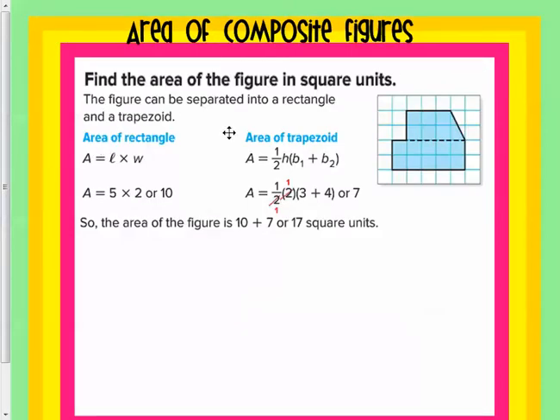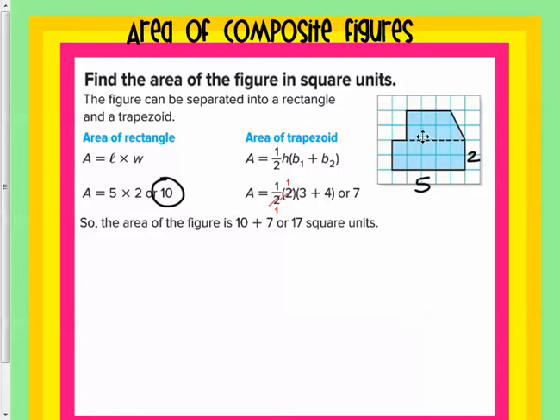All right, so what if we have an area of a composite figure? Well, you break the figure apart into shapes that you know. For example, I know the length of this rectangle is 5 by 2. So 5 times 2, or 10.